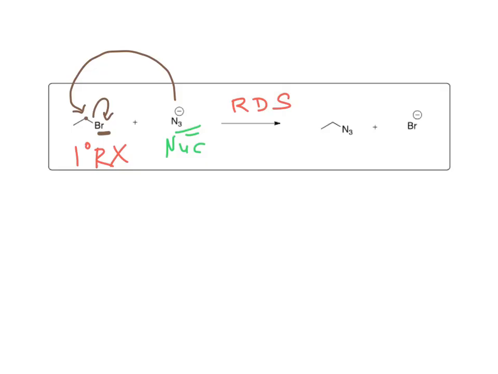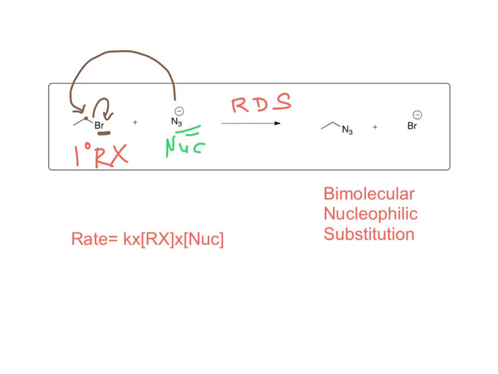In this rate-determining step, two species are participating and the overall rate of the reaction depends on concentration of two species, nucleophile and alkyl halide. That is why this reaction is called bimolecular nucleophilic substitution or SN2.